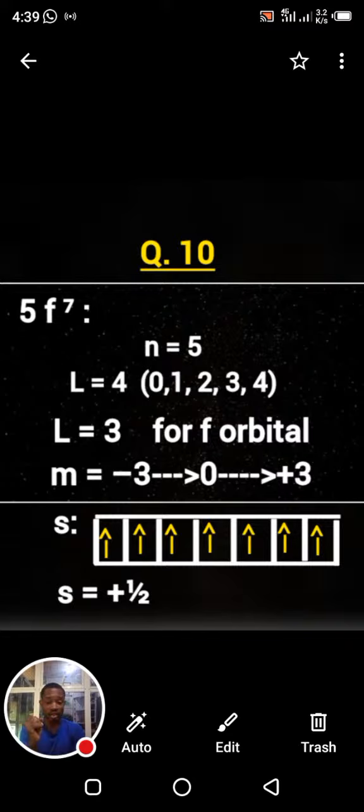We met a question on it. P orbital has 3 degenerate orbitals. I've talked about that in one of the questions I analyzed. Then D orbital has 5 degenerate orbitals, while F orbital has 7 degenerate orbitals.